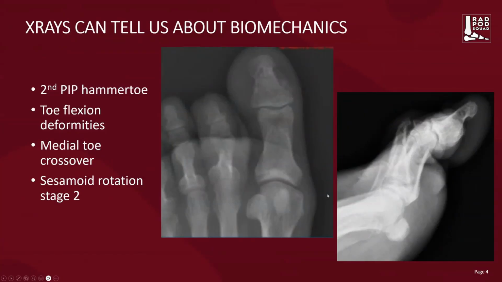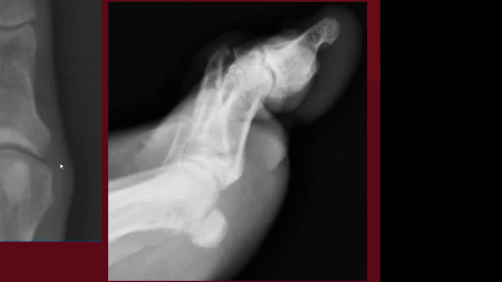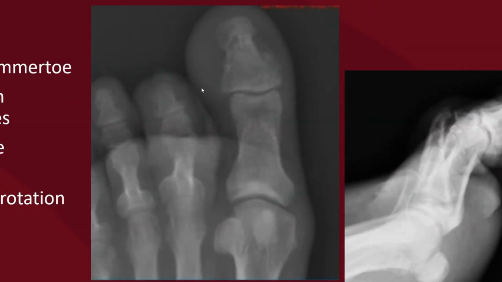Let's take a look at how we begin, which is usually with our x-rays. So when we're looking at our x-rays, we really want to take a look at the lateral where we can see a flexion deformity as seen here at the PIP joint, and that's called a hammer toe deformity. In addition, we can see the beginning on the frontal view of a medial toe crossover where the skin of the second toe is beginning to come close to the first.